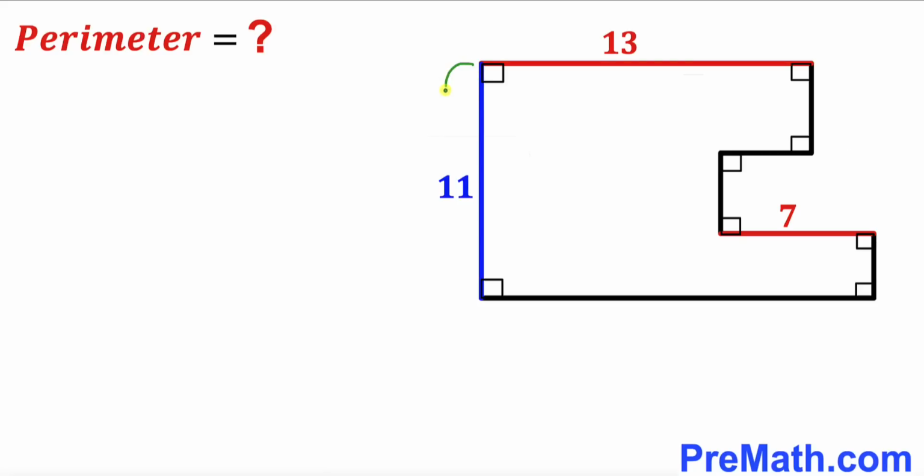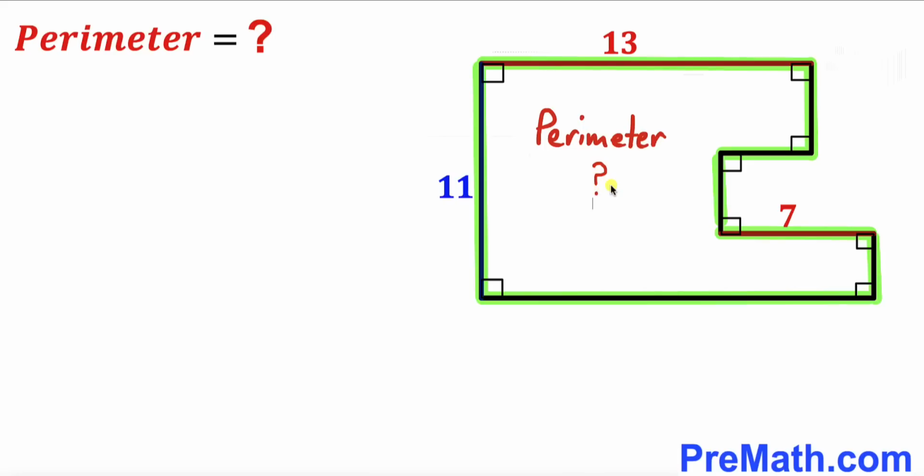In this video, we have this interesting polygon, as you can see in this diagram, such that its vertical side length is 11 units, whereas its horizontal side length is 13, and this horizontal segment length is 7 units. Moreover, all of these angles are 90 degrees each. Our task is to calculate the perimeter of this given polygon, in other words, the sum of all these vertical and horizontal side lengths.